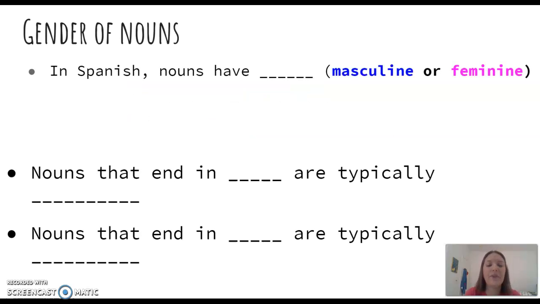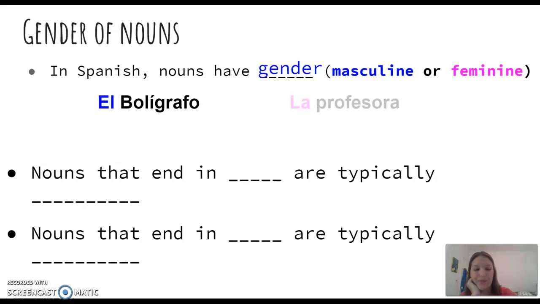So in Español, nouns have a gender. So that'll be your first blank. Go ahead and write that in. Nouns have a gender, either masculine or feminine. Okay. So for example, el bolígrafo, that would be a masculine noun. For example, la profesora, feminine noun. Okay.